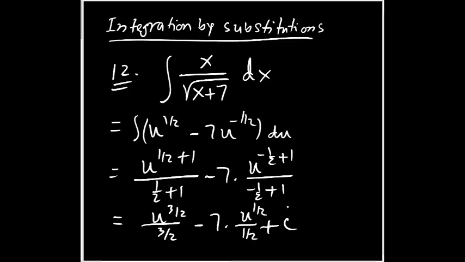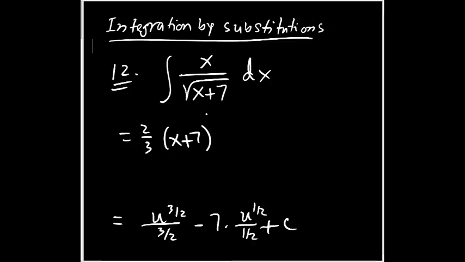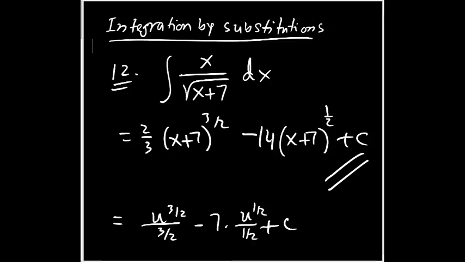You want to do further simplification? You can. So further simplification will give you now, you see that in the denominator you have 3/2, so it will be 2/3 now. And u is x plus 7 to the 3/2, minus this 7 divided by half will make it 14, and your u is x plus 7 to the half, plus a constant. Done. Okay, so you have seen what I did.